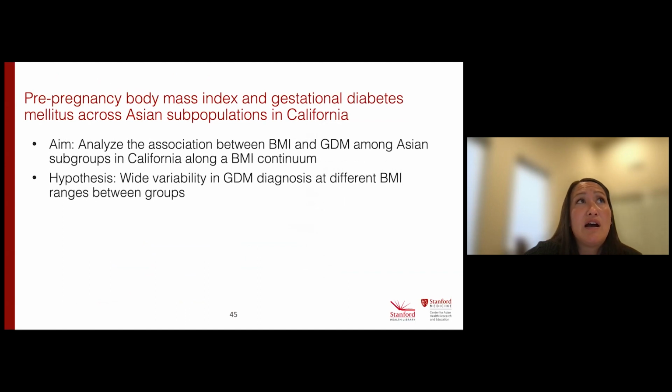And so I'm today going to talk to you about a study that I was involved in, where I looked at pre-pregnancy body mass index and gestational diabetes across Asian subpopulations in California. We really wanted to analyze the association between BMI and gestational diabetes among Asian subgroups along a BMI continuum, because we felt that a lot of the studies have looked at BMI and GDM in very discrete categories. And we hypothesized that there'd be a wide variability in GDM diagnosis at different BMI ranges between groups.